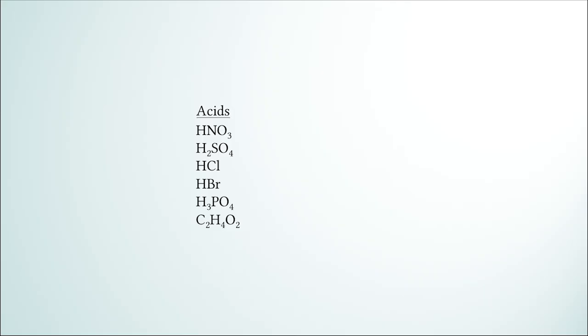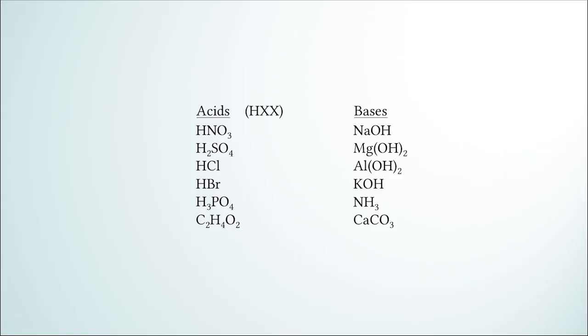C2H4O2. And with the exception of NH3 and CaCO3, all of the bases we used so far have had the hydroxide ion. This is usually the case. Most acids will begin with an H in their chemical formulas, and most bases will have a hydroxide ion. Knowing this will be helpful for you to better determine acids and bases.